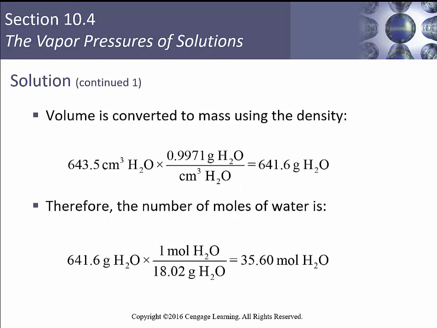You do the same thing for the water. You're going to convert that from a volume of 643.5 milliliters into a mass using the density. That's the Greek letter rho up there. So 0.997. We've canceled out our cm cubed. We're left with units of grams. We've got 641.6 grams of water. Use that and the molar mass of water, 18 grams, to get 35.6 moles of water.